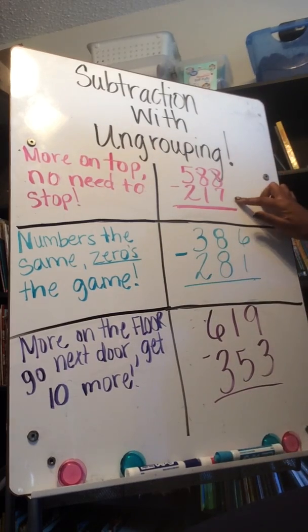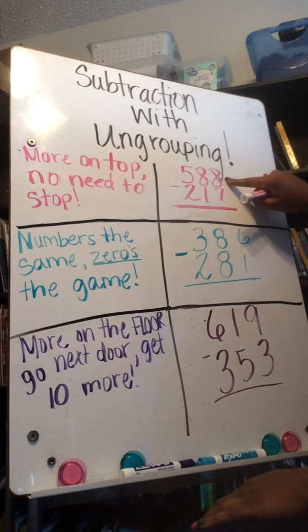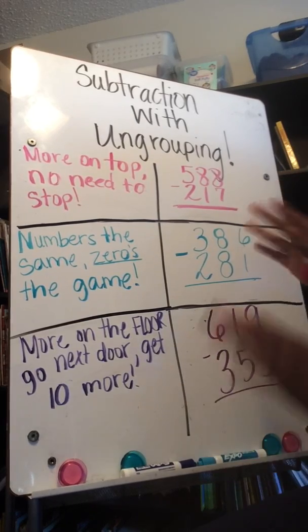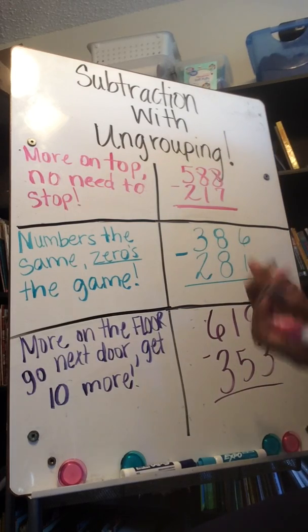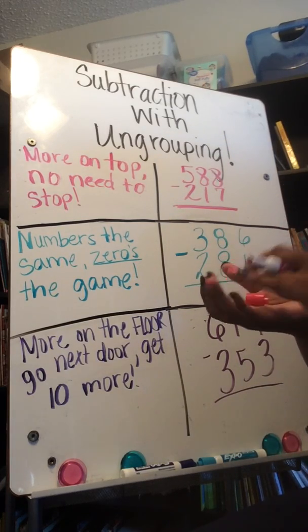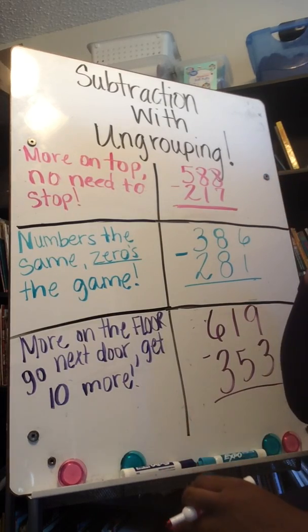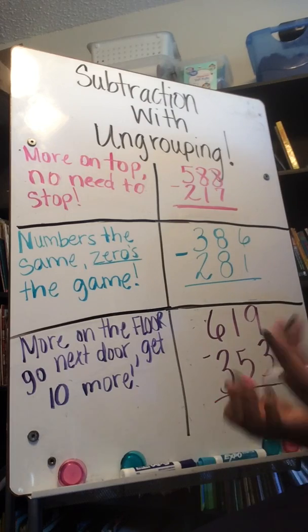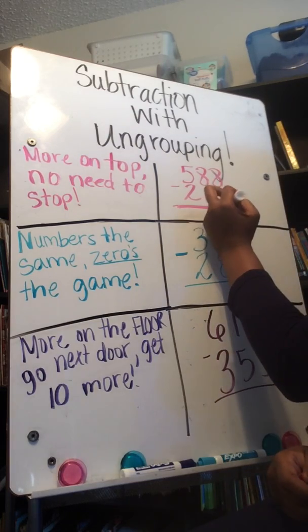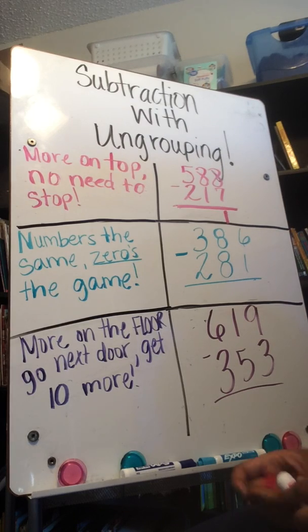So we're going to start in our ones place. We have 8 on top. 8 is greater than 7. More on top, no need to stop. So 8 take away 7. We're not going to hold up 8 fingers and count down. We are going to count up. We're going to start at 7. Put 7 in your head. 7, 8. That's only one finger. They are one apart. So that means that in my ones place, I will have a 1.